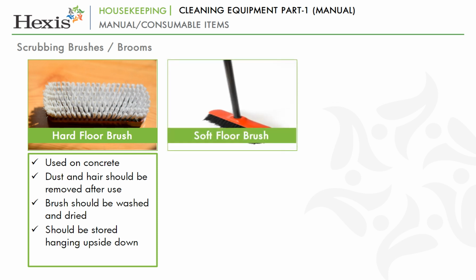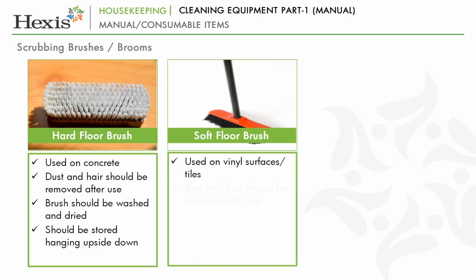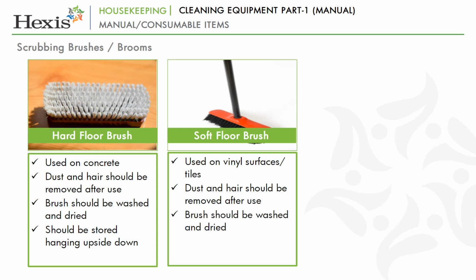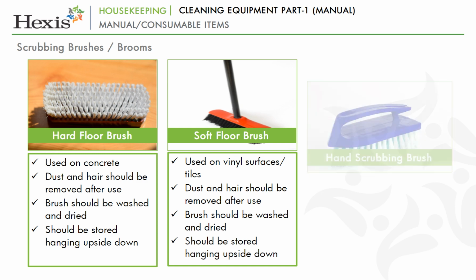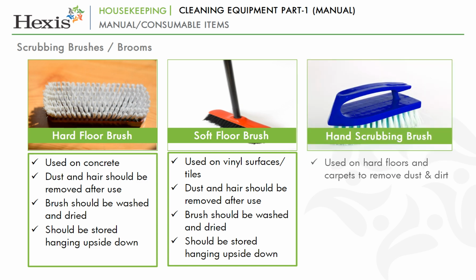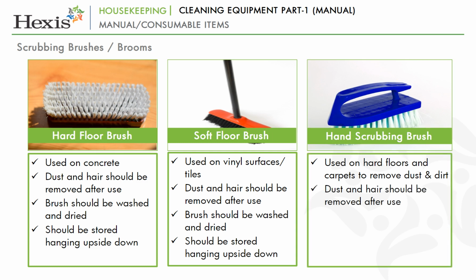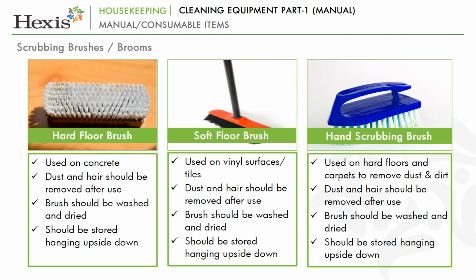Soft floor brush. It is used on vinyl surfaces or tiles. The dust and hairs should be removed after use and the brush washed and dried. They should be stored hanging upside down. Hand scrubbing brush. It can be used on hard floors and carpets to remove dust and dirt. The dust and hairs should be removed after use and the brush washed and dried. They should be stored hanging upside down.